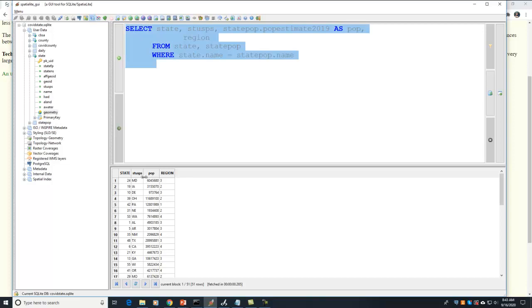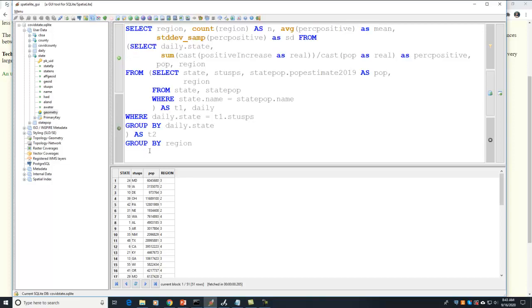So this is now thought of as a table, and I'm going to call that table T1. Now I'm taking T1 and I'm comparing it with the table daily. We've been working with that daily one for quite some time, but I'm going to do it where the state in daily is equal to the state UPS code. So where Maryland is equal to Maryland, where Delaware is equal to Delaware, and so on.